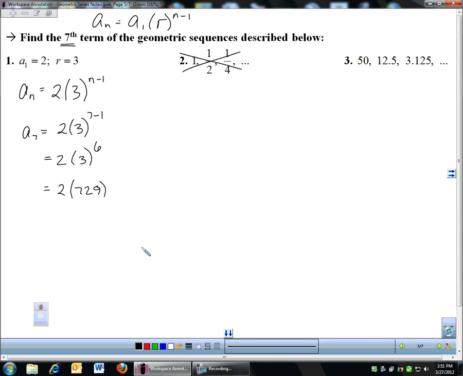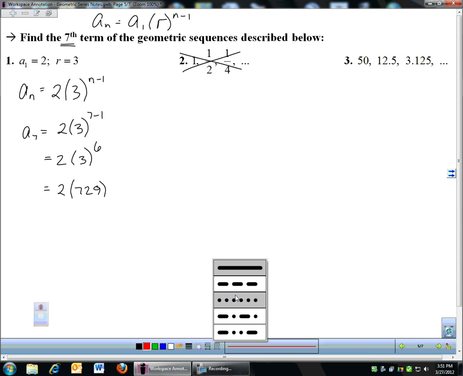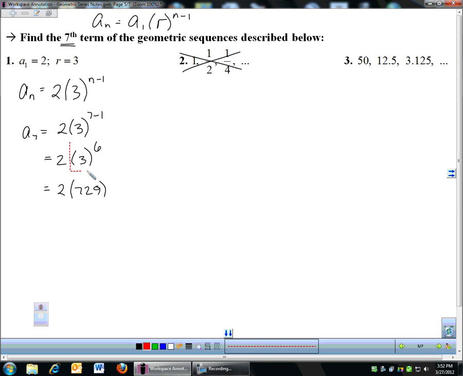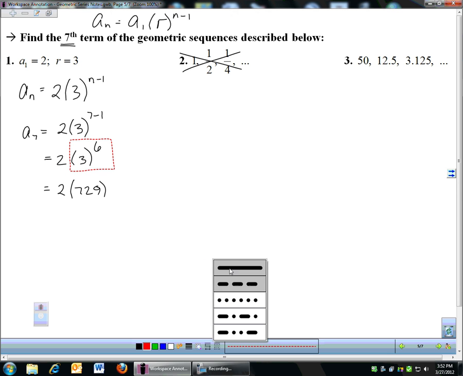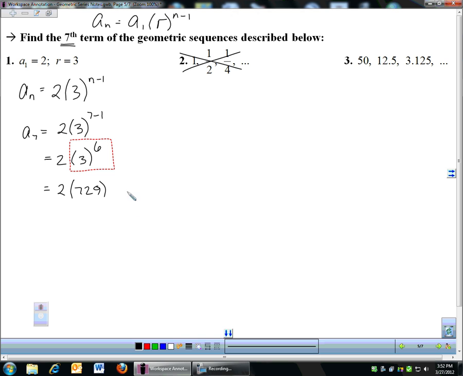They both had numbers. And again, remember that when you're doing this, you need to follow the order of operations. Do the 3 to the 6th first. Do not do 2 times 3 first. You'll mess yourself up. Then finally, 2 times 729 is 1458. So that is my 7th term.